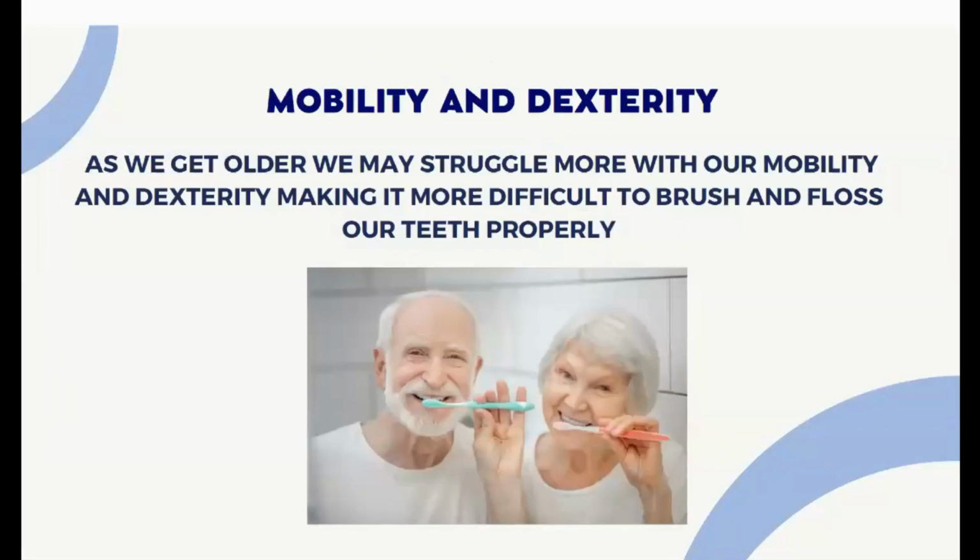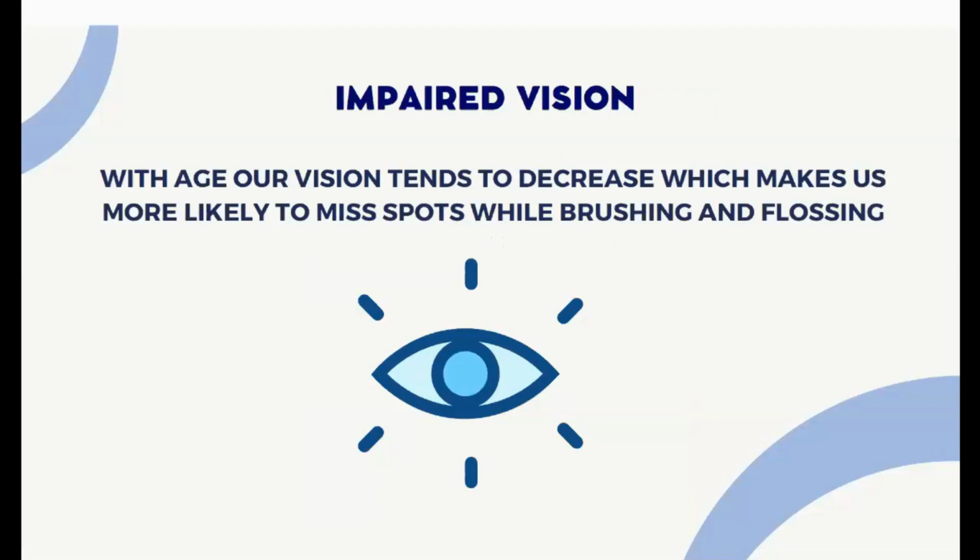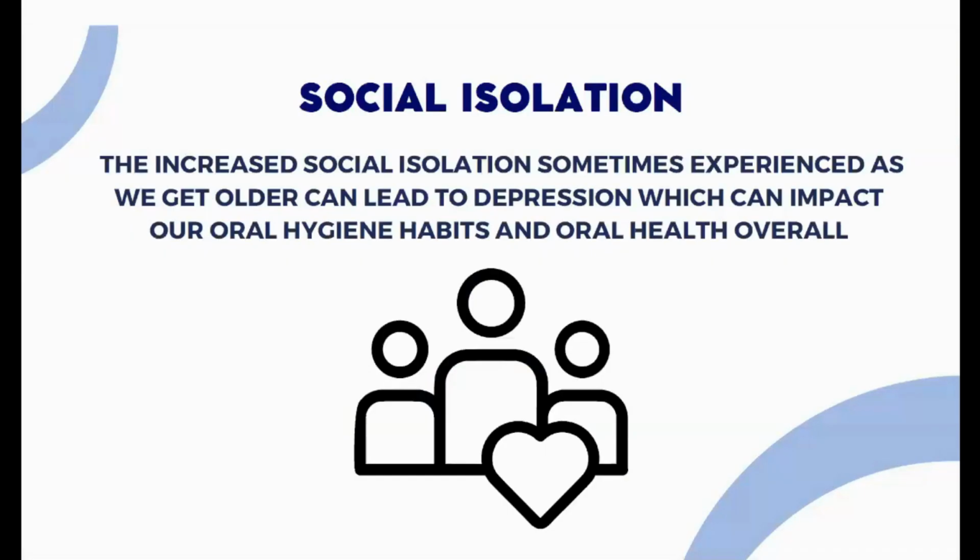Some other things that might impact your oral health as you get older is we may struggle more with our mobility and our dexterity, and that might make it difficult to brush and floss our teeth properly and to reach all surfaces. We might have impaired vision. It tends to decrease over time, and it makes it more likely for us to miss spots while we are brushing and flossing our teeth. Social isolation has also been found to be a variable that influences seniors' oral health. The increased social isolation, sometimes experienced as we get older, can lead to depression, and that in turn can impact our oral hygiene habits and our oral health overall.